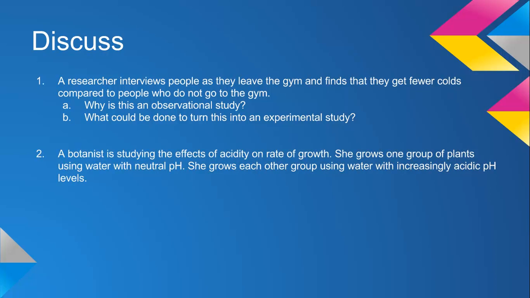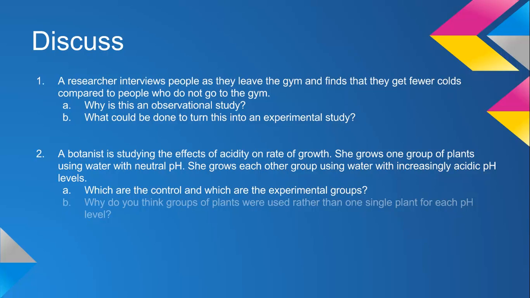A botanist is studying the effects of acidity on rate of growth. She grows one group of plants using water with neutral pH. She grows another using water with increasingly acidic levels, which are control and experimental. So you can see this is an experimental study. The control group is the group with the neutral pH. The experimental group is the one with the increasingly acidic pH level. She's changing the levels of the pH.